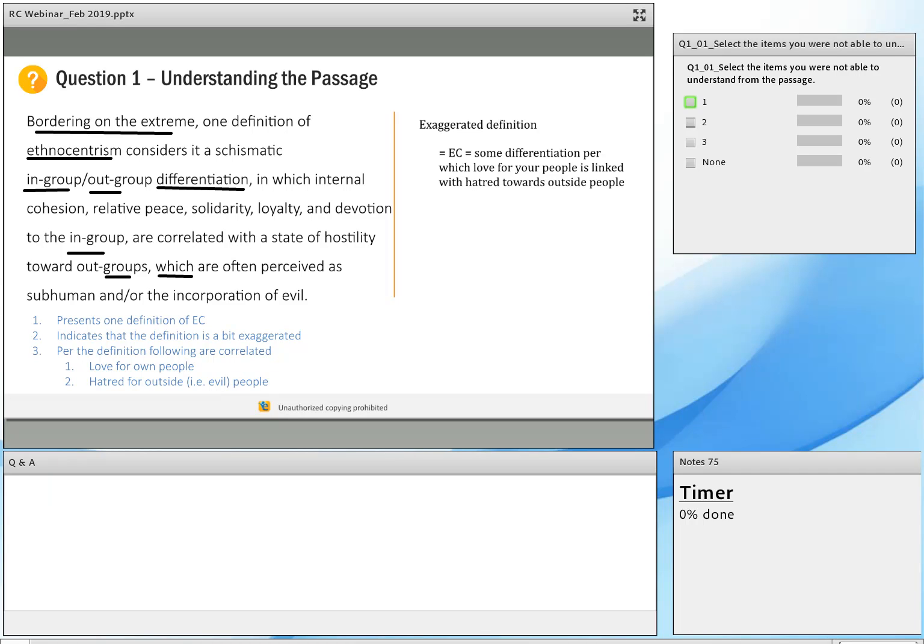How many of you were able to extract this? So select the items that you were not able to extract. The question says, tell me what is it that I wasn't able to extract. And this feedback's really important. Why? Because you can select more than one item, by the way. So it's a multiple answer question type.